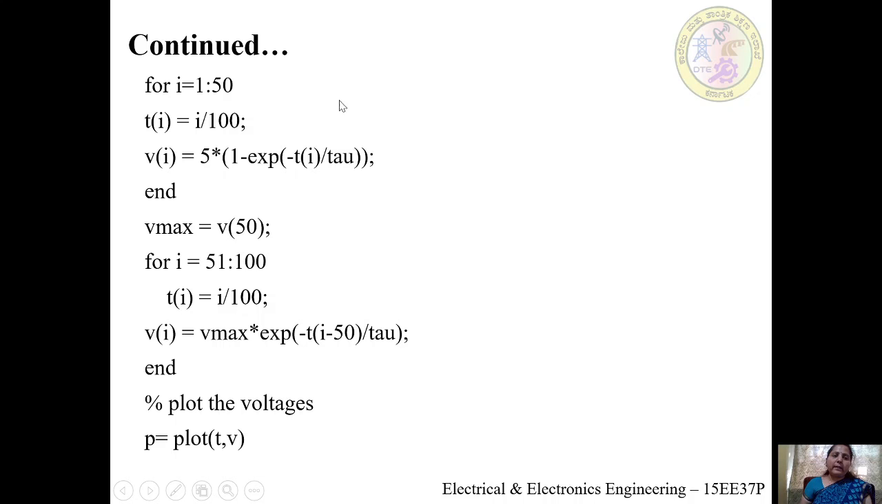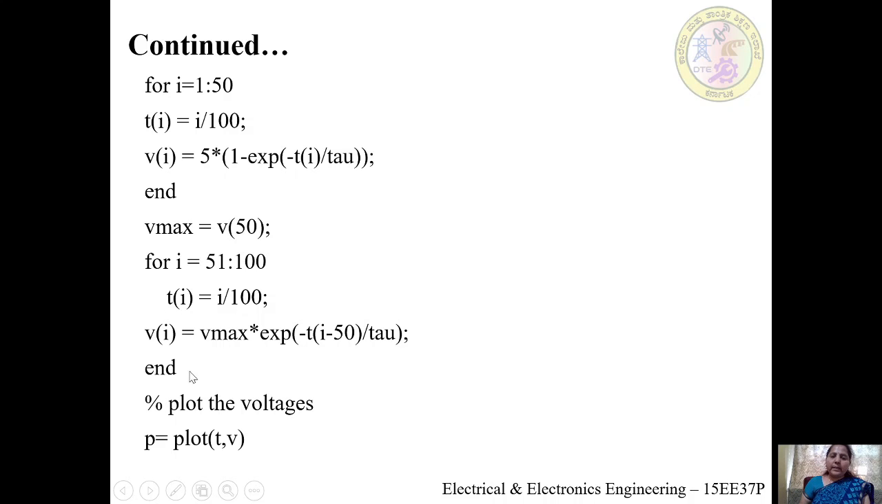So I need to calculate voltage values for different instants of time. So for the first 0.5 second, that is the charging period, I am using this expression, the first one which is there in the first for loop. This expression is used to calculate the voltage values.